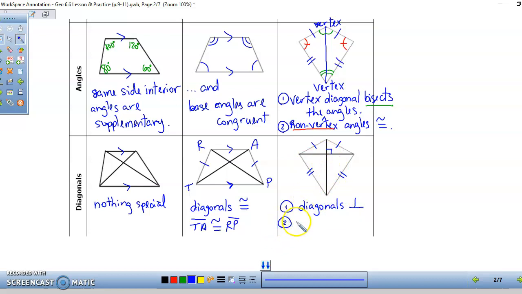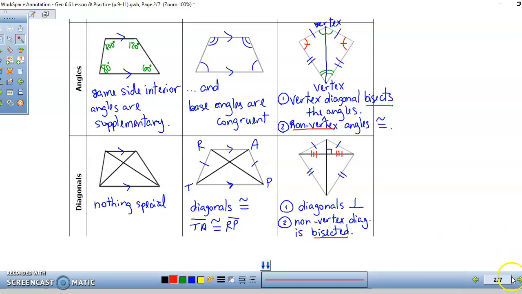And then two, the non-vertex diagonal, I'll abbreviate that, is bisected. So what that looks like, if the diagonal is bisected, that means I can mark that this little segment is congruent to this little segment. And that's all we know for the kite diagonals.